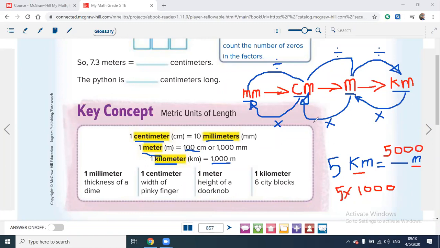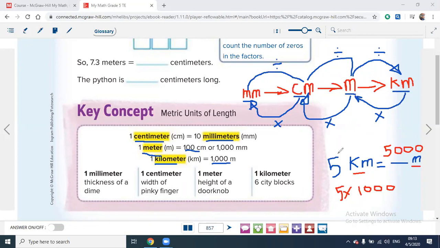Okay, now again, to convert means you have to change unit from one unit to another unit. I have these units of length from the smallest to the greatest: millimeter, centimeter, meter, and kilometer. To convert from small unit to large unit, you have to divide. Divide by what? By the relation between each unit. And to convert from large unit to small unit, you have to multiply.